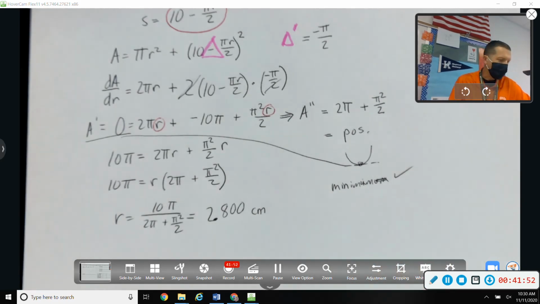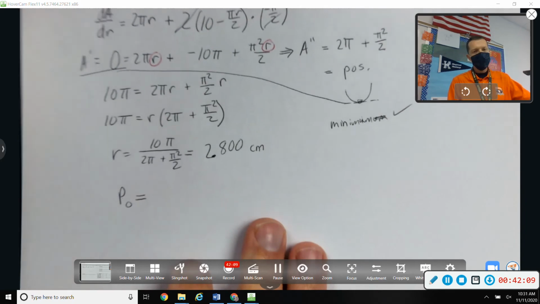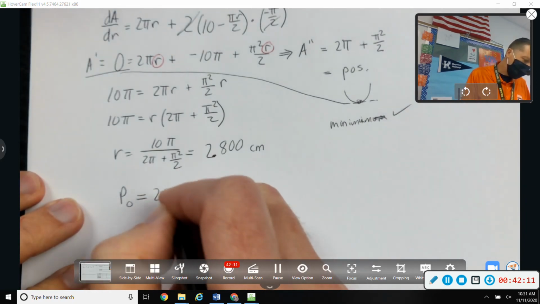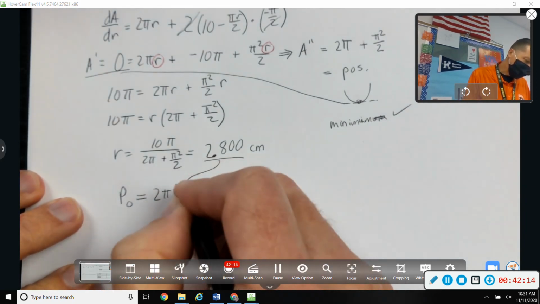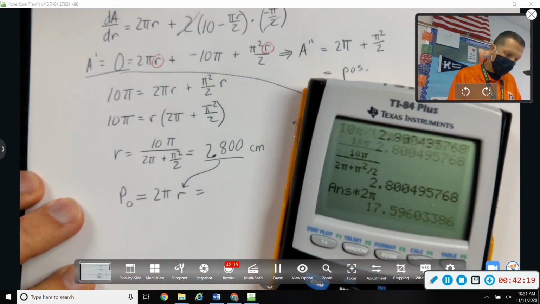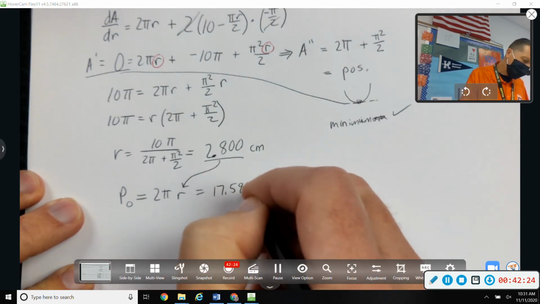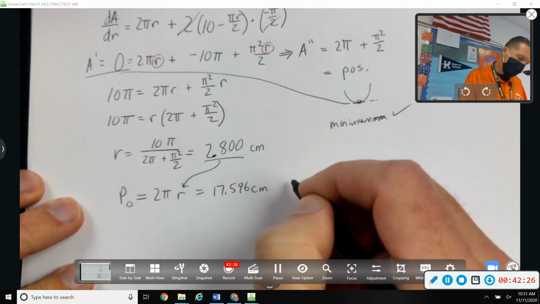So that's kind of our verification. Let's go back. What did it ask for? Find the lengths of each of the pieces. Find the length of both pieces. So the perimeter of the circle would be the length of the circle piece. 2 pi r. We know r. 17.596 centimeters for the circle, or the circle piece.